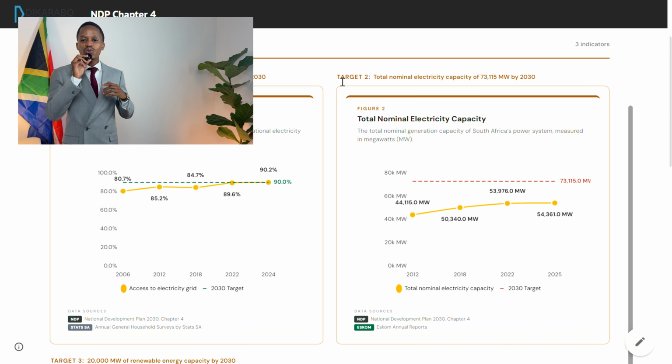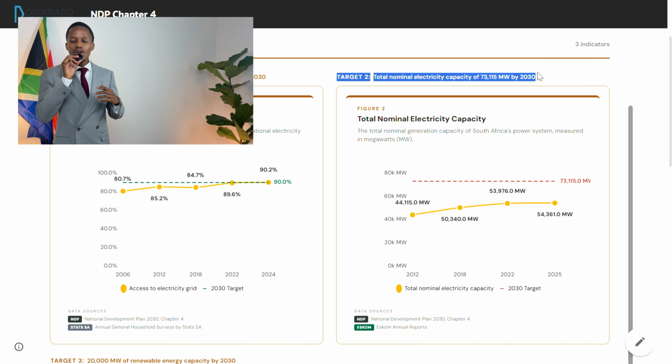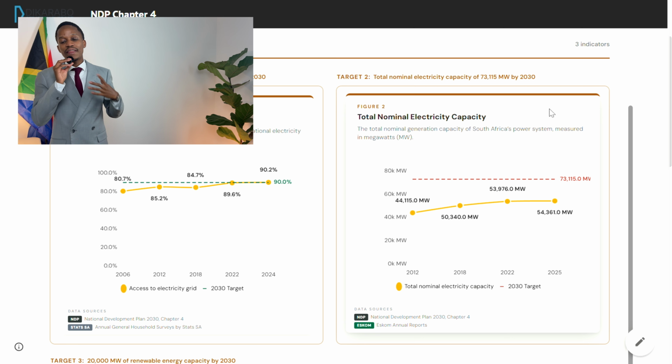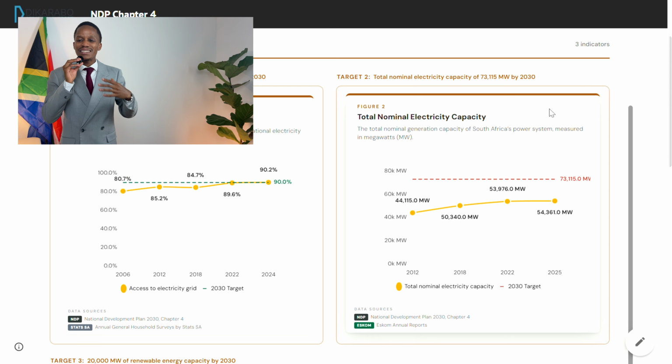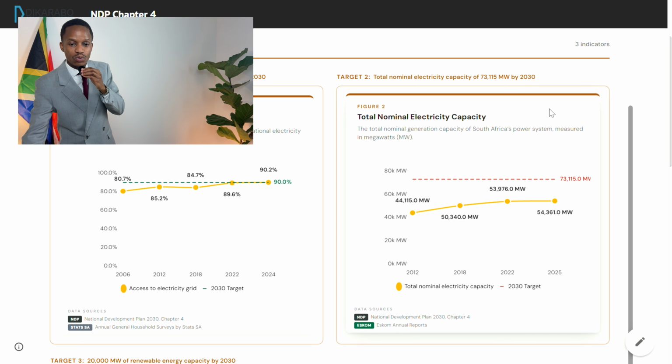Target 2, total nominal electricity capacity of 73.1 thousand megawatts by 2030. This nominal electricity capacity was calculated by looking at the electricity capacity in 2012 and the additional desired electricity capacity by 2030 and summing those together. And based on that targeted total nominal electricity capacity, that goal has not been achieved. At the current moment, the electricity capacity is about 20,000 megawatts below that targeted capacity. So low likelihood that that will be achieved.